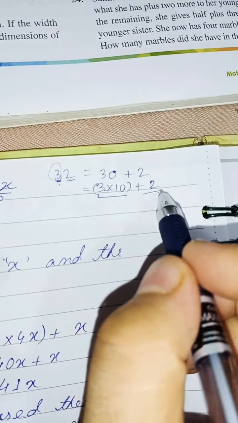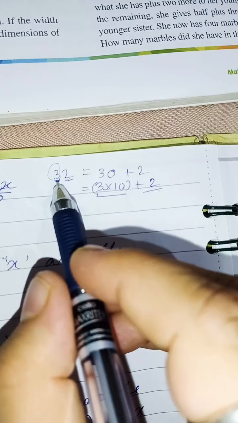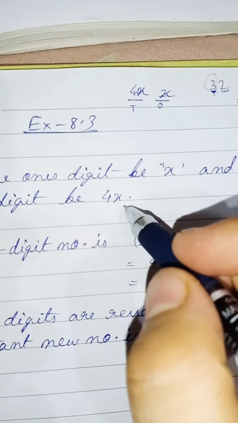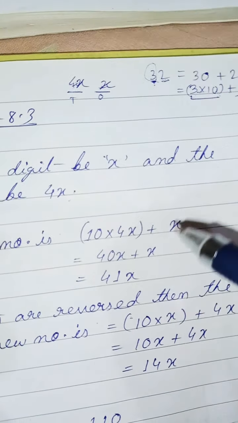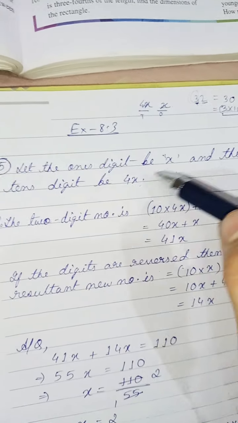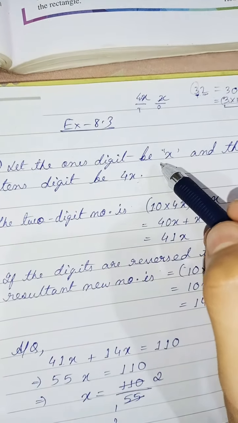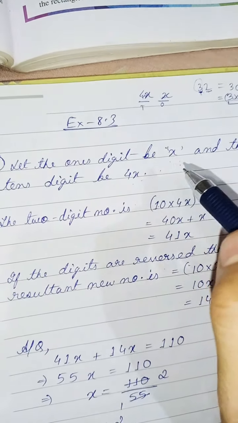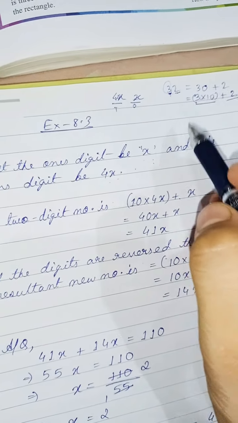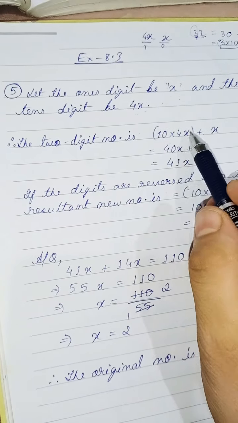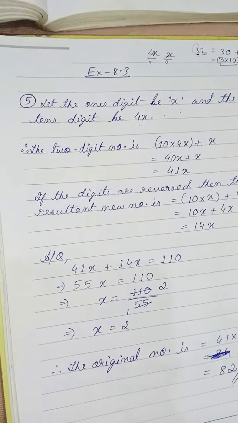So the formation of a two digit number is such that the tens digit is multiplied with 10 plus the ones digit. So what is the tens digit here? 4x. So the tens digit will be multiplied with 10. So 10 into 4x plus the ones digit, that is x. Okay, ones digit is x and the tens digit is 4x. According to the question, the relation given is that the tens digit is 4 times the ones digit. Now we form the number: 10 into tens digit plus ones digit. So 10 into 4 is 40, 40x plus x, 41x. So I have formed the two digit number that I need.